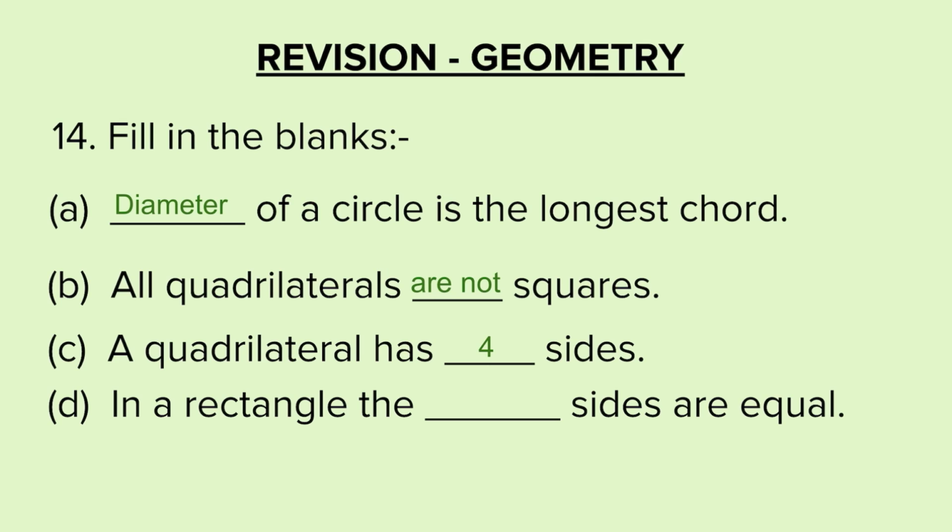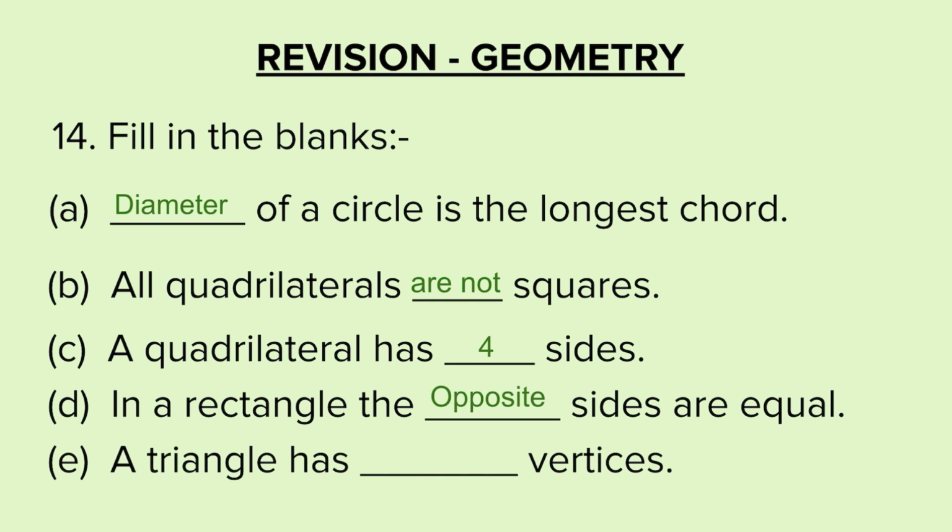D, in a rectangle, the dash sides are equal. In a rectangle, the opposite sides are equal. So opposite will come here. E, a triangle has dash vertices. Vertices means the corners. A triangle has 3 corners. So we will write a triangle has 3 vertices.